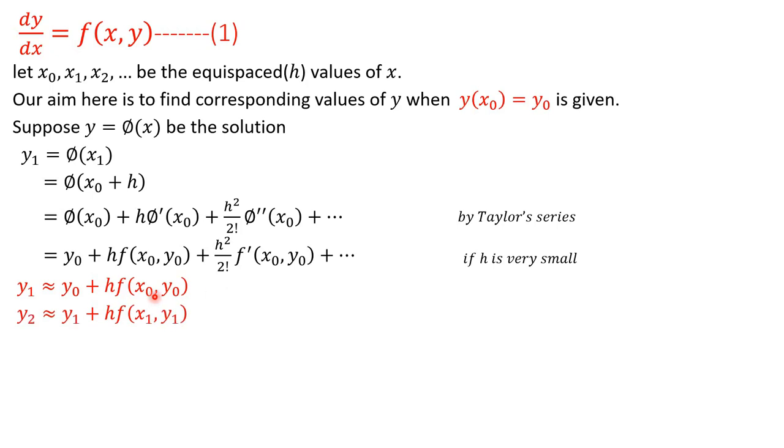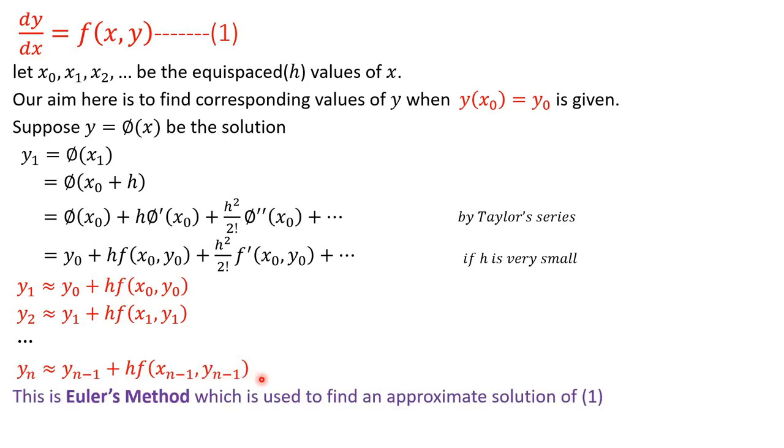Similarly, we can find y2, which will be y1 plus h into f of x1 comma y1, and so on. We can find it for all the values of x. So yn will be y of n minus 1 plus h into f of x n minus 1 comma y n minus 1. This is what Euler's method is, and the corresponding values, these yi's, will depend on this value of h. If h is very small, you will get a very good approximation. So this is what Euler's method is.